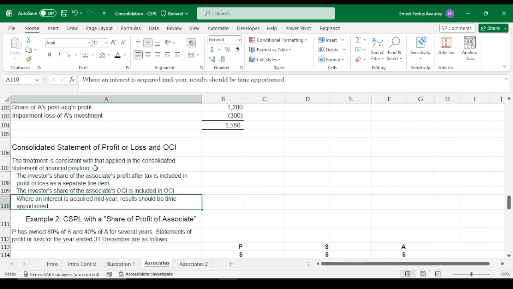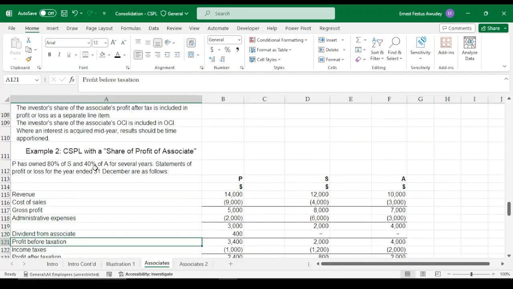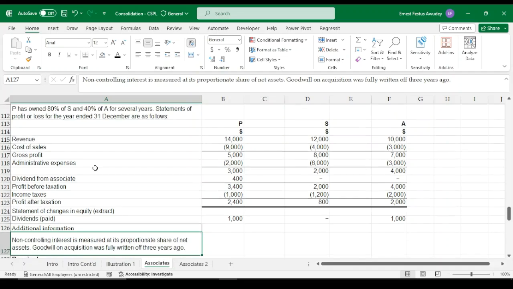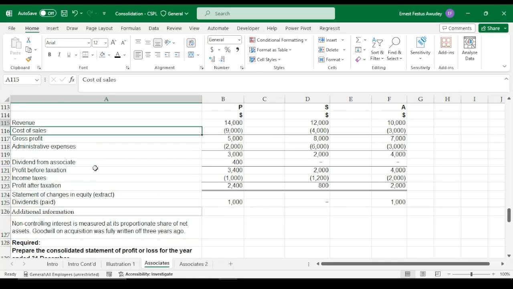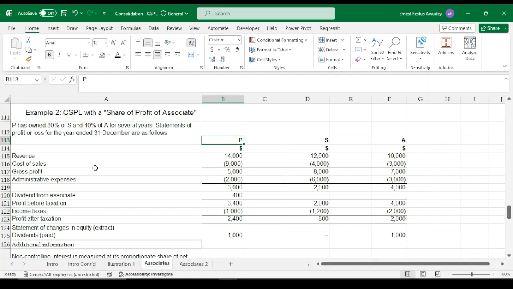All right, we are going to look at an example and then you see how we are going to deal with that. So let's look at a simplified question here and see how we are going to treat it within the consolidated statement of profit or loss as well. So we have a question here. P owned 80% of S and 40% of A for several years. The statement of profit or loss for the year ended 31st December are as follows. So we have P, S, and A right there.